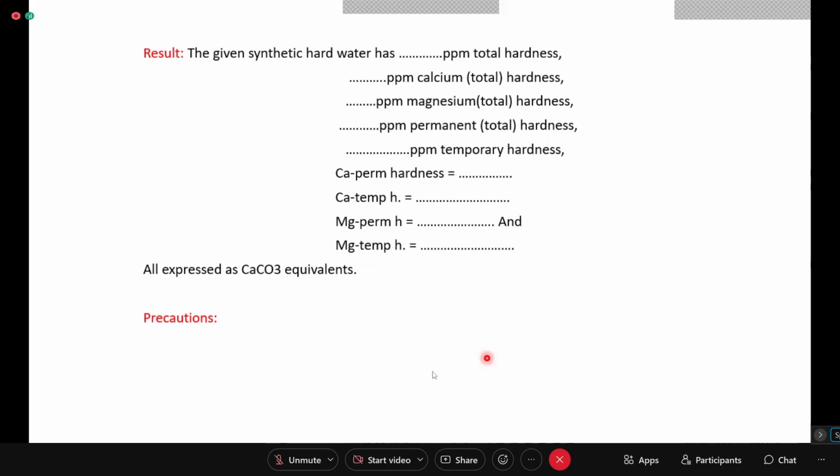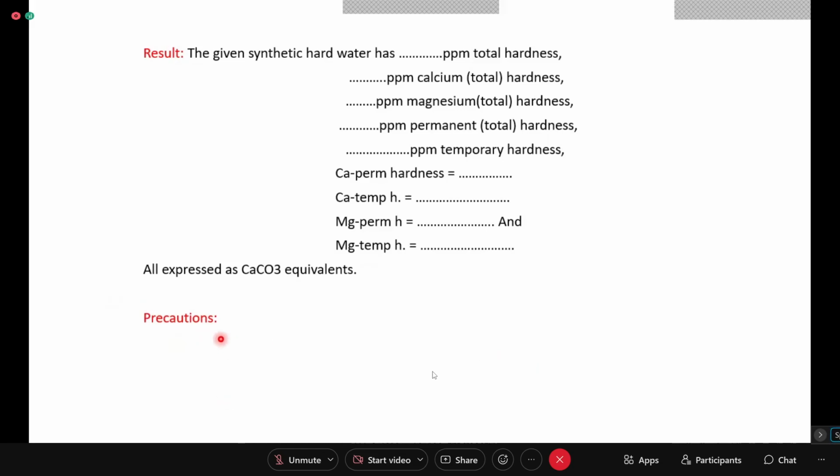Rinsing means taking a small quantity into the pipette and rolling it so that the inner walls, which will be containing water droplets, are rinsed. That should be removed and discarded. This rinsing solution should be discarded into the sink. Okay, so that precaution is there.